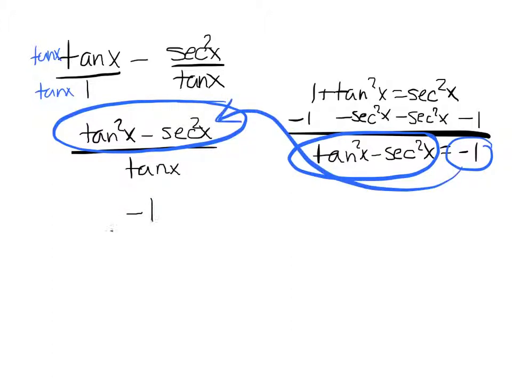So now I have -1 on the top over tangent of x. And then if I don't want a fraction at all, I'll deal with the fact that this is 1 over tangent, so it'd be negative cotangent.